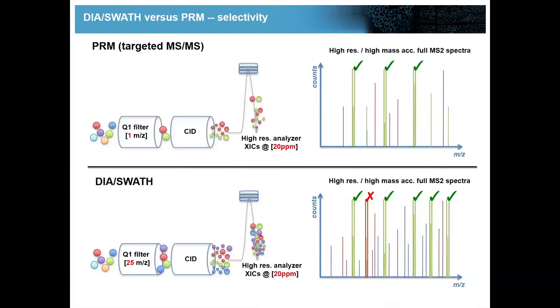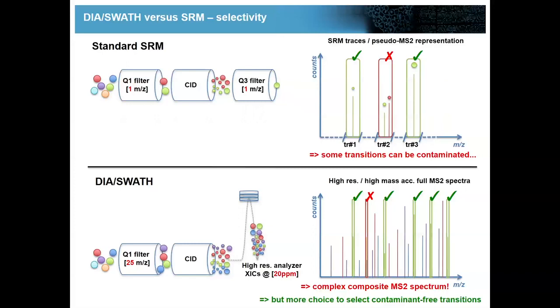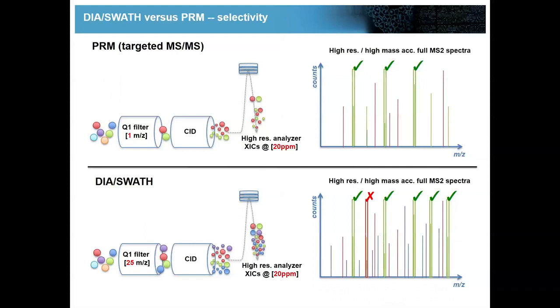So now let's look at the comparison between PRM and DIA. Up here we had SRM, now I'm going to switch this to PRM. So what's the difference with PRM? Now in PRM we still have this narrow Q1 isolation, 1 mass unit wide, but instead of the 3rd quadrupole, we again have a high resolution mass analyzer. So now we have a selective Q1, but we also have a selective extracted ion chromatogram because we have high resolution data here. So now we have the best of both worlds from a selectivity perspective. This is the most selectivity you can get of the 3 methods.